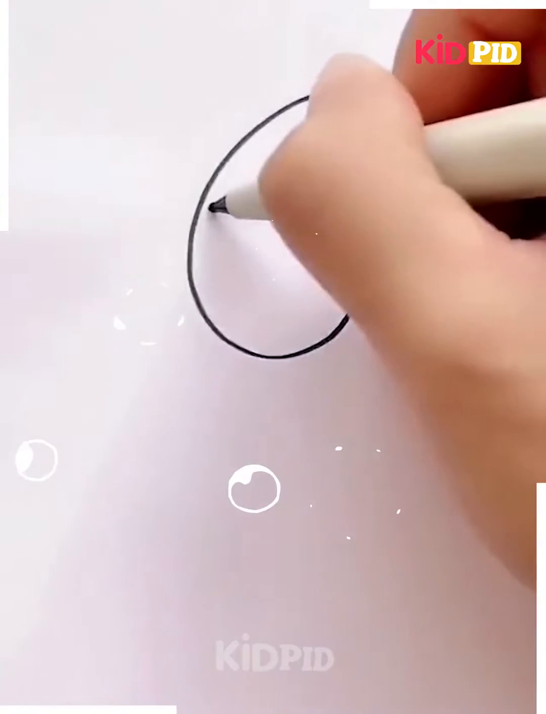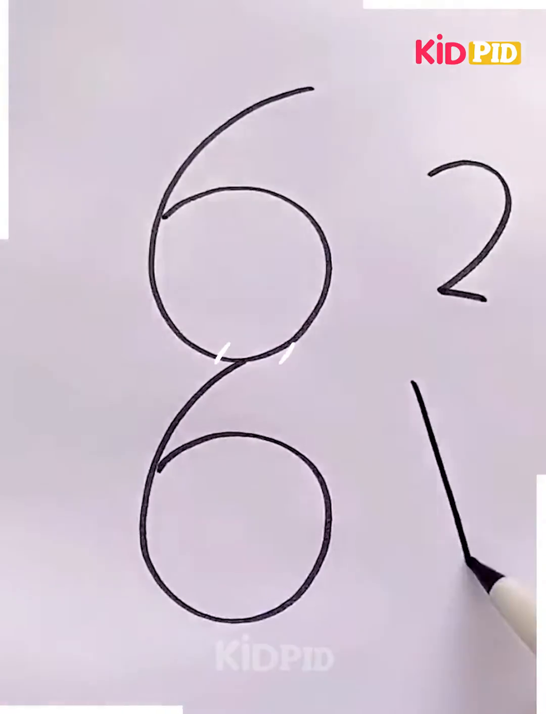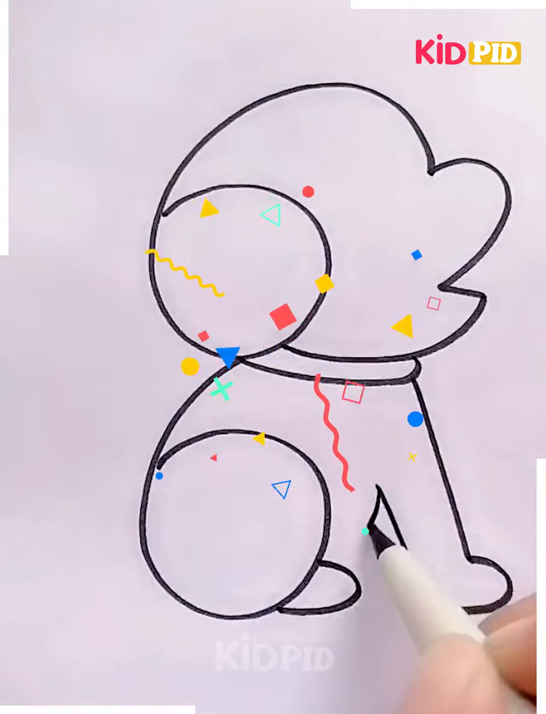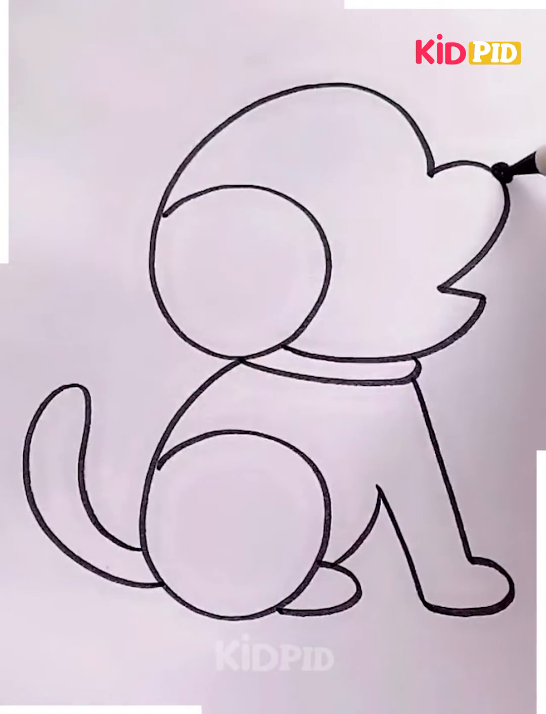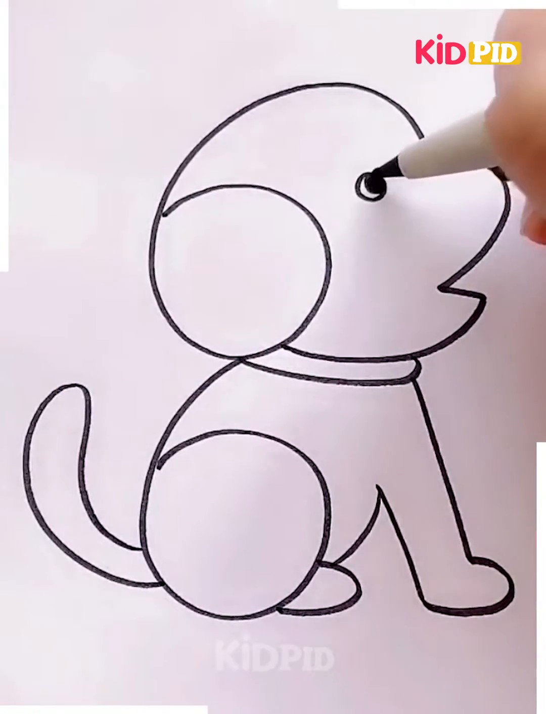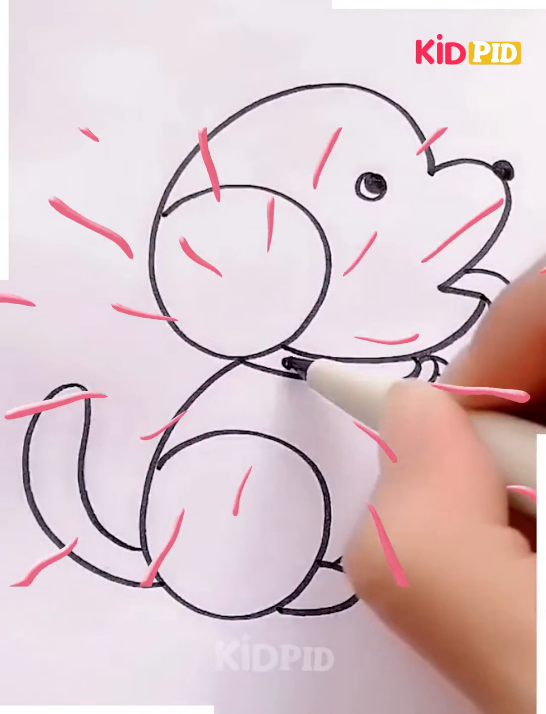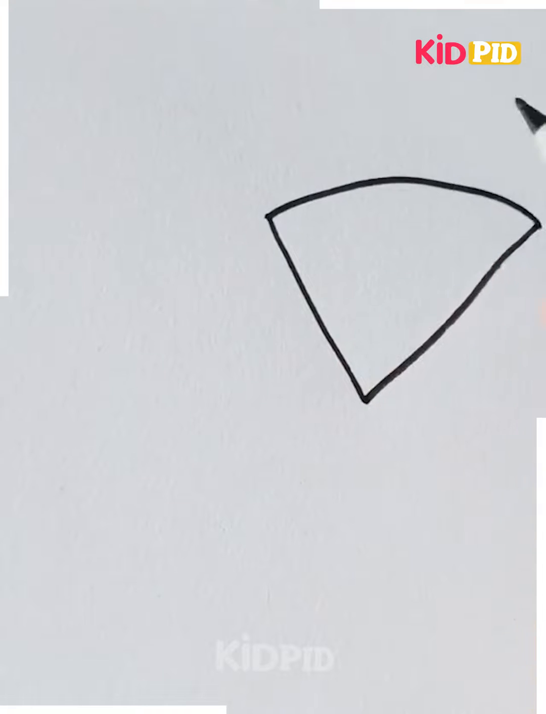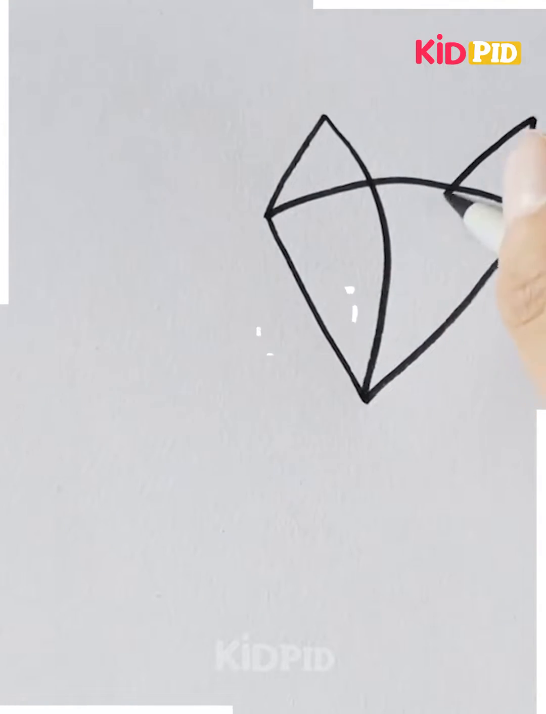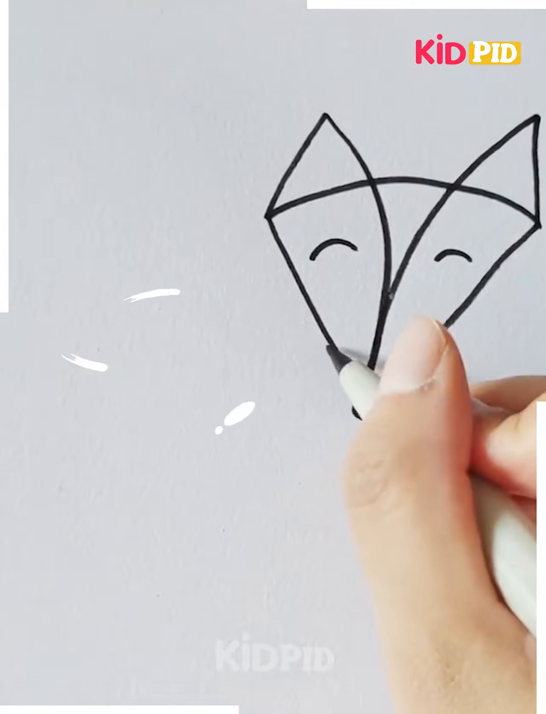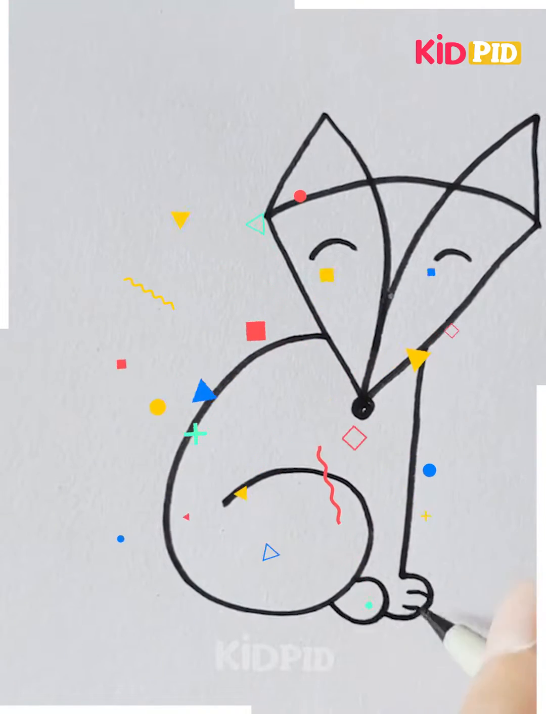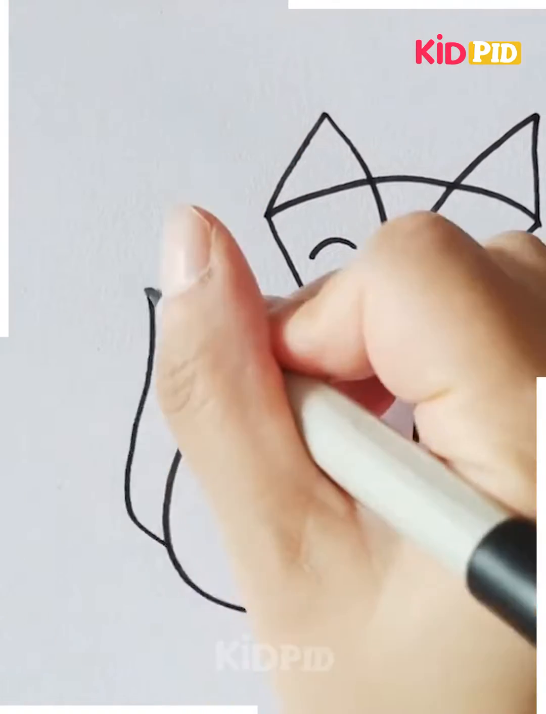Here in this video, we will learn how to draw a puppy with the help of a 6 and a number 2. We'll connect them, and here is the final look of our puppy, and you can color it with your favorite color. With the help of a pizza slice shape, we'll draw a fox, and we'll draw a 6 for its lower body and a thick tail.